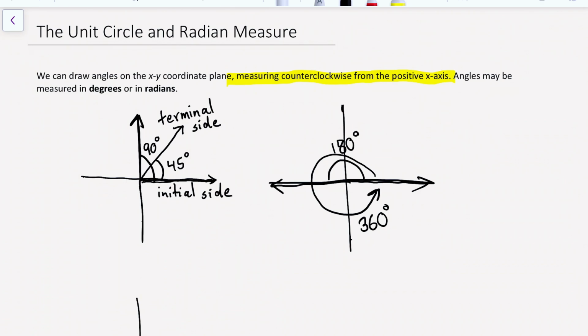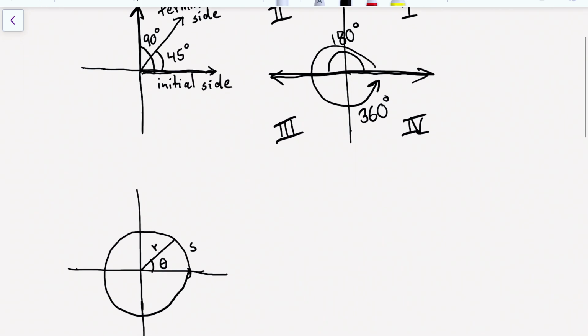It often helps to refer to various quadrants of this XY coordinate plane. So we call this quadrant 1, quadrant 2, quadrant 3, and quadrant 4. That way, if we reference a quadrant 1, 2, 3, or 4 angle, we have a good idea of how large an angle we're talking about. Now, this is all measuring angles in degrees, as we're used to in geometry. But angles can also be measured in radians, and I'd like to introduce that idea.